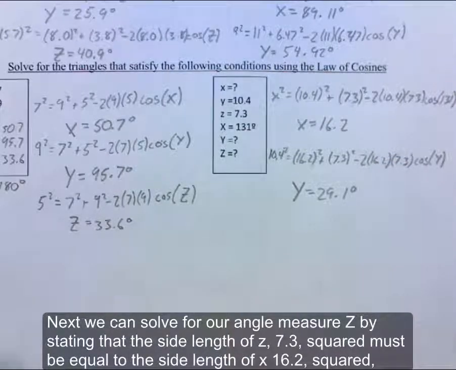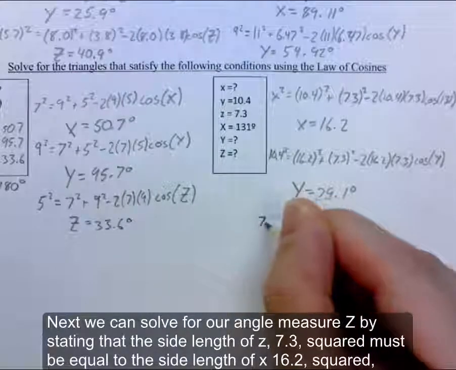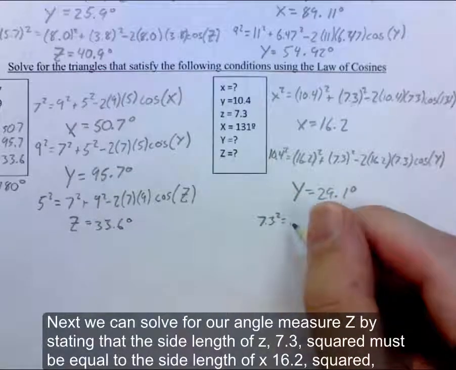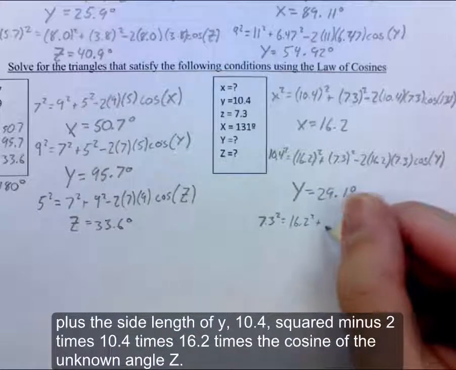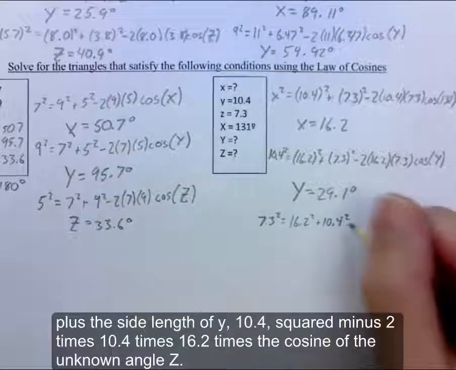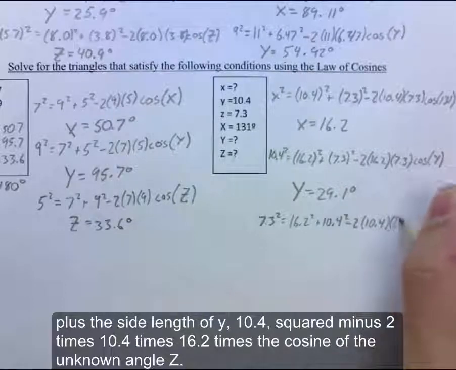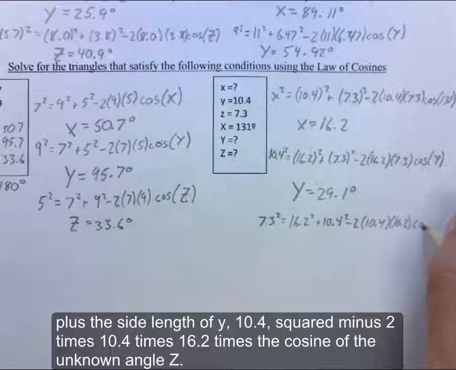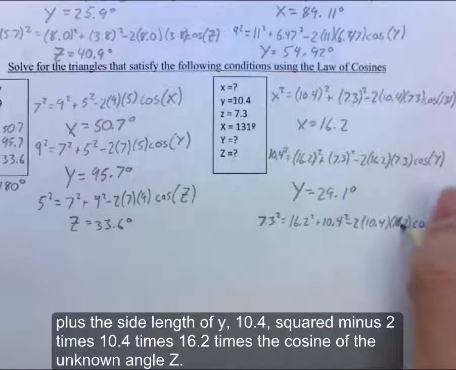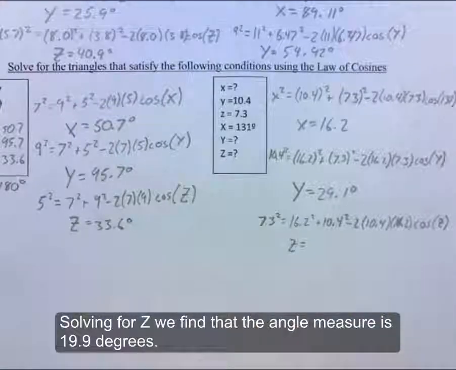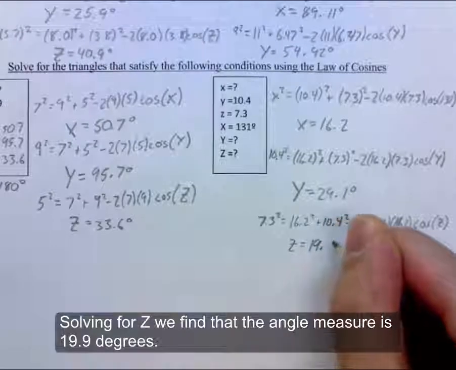Next, we can solve for our angle measure z by stating that the side length of z, 7.3 squared, must be equal to the side length of x, 16.2 squared, plus the side length of y, 10.4 squared, minus 2 times 10.4 times 16.2 times the cosine of the unknown angle z. Solving for z, we find that the angle measure is 19.9 degrees.